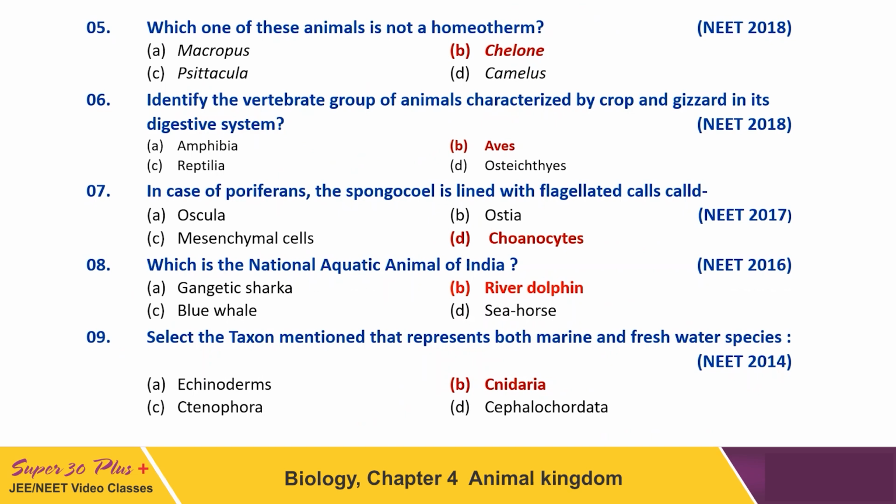So that is, we have to key for, that is animal which is not homeothermal. This is reptile. Identify vertebrate group then characterized by crop. This is aves. Porifera, spongocoel lined with flagellated cells, choanocytes. National aquatic animal, that is river dolphin, and select the taxon that represents both marine and freshwater. This is Cnidaria. This is exclusively marine, and this is marine cephalochordate. Right? This is for this.